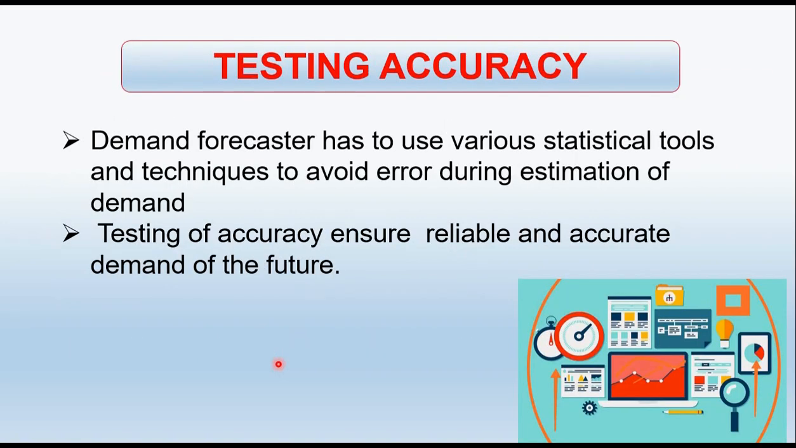The next step is testing accuracy. The estimation of future demand is quite a complex and difficult job. The demand forecaster can commit many errors while estimating future demand, which may affect the accuracy of future demand. Therefore, we need to test accuracy of the forecasted demand. There are many statistical tools and techniques which are used to test accuracy of the future demand. The testing of accuracy ensures the quality of estimated demand.